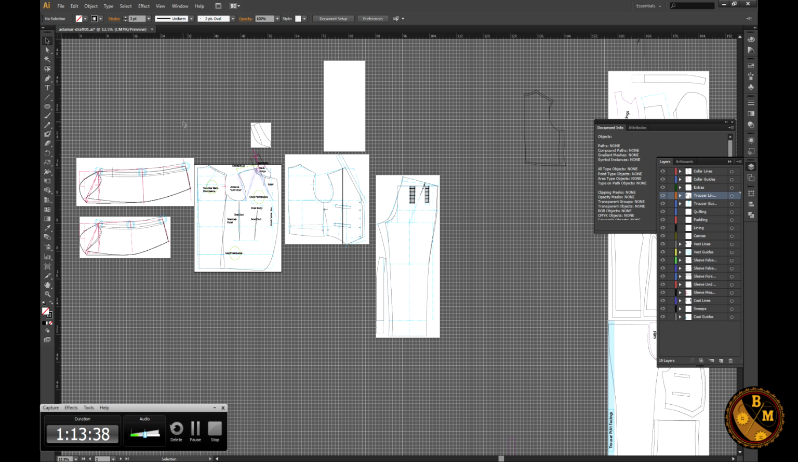But that's the basics of how to read a draft, the anatomy of a draft.